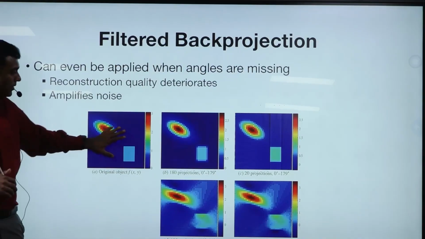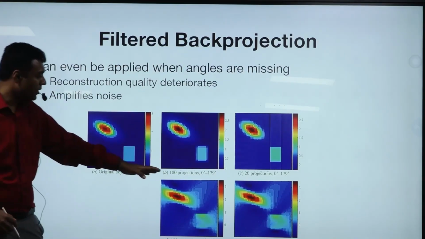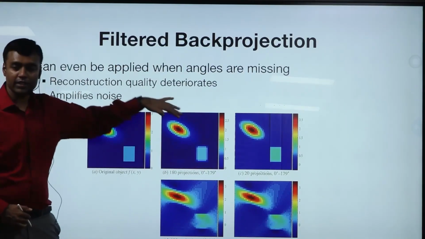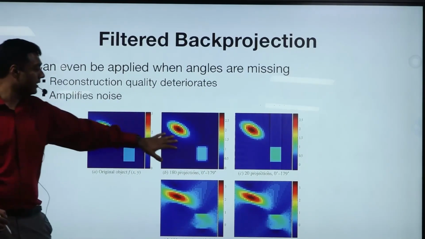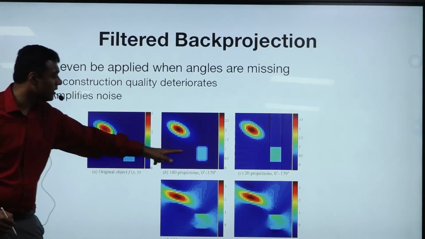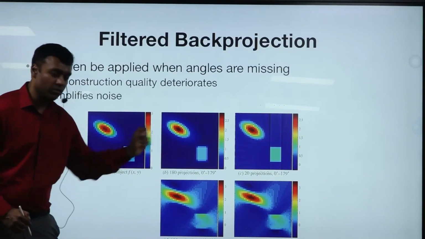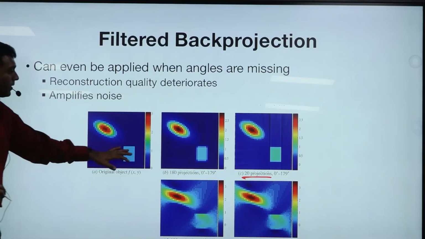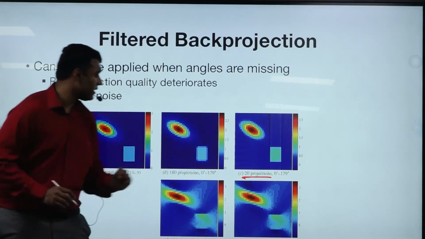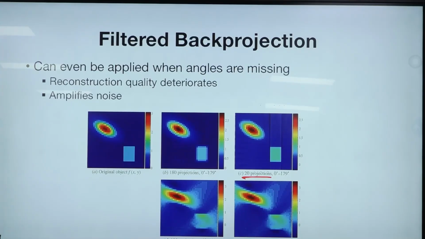If this is the original object, then if you take say 180 different projections, 180 different angles, and do an inverse, it looks almost exactly the same as the original. So small differences, small errors, but almost a very good reconstruction. If you just take 20 projections over here, you can still get a reconstruction, but you can see there are more artifacts. For example, you can see over here these lines, a lot of these artifacts which come about if you do that.